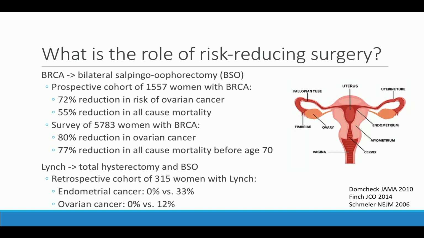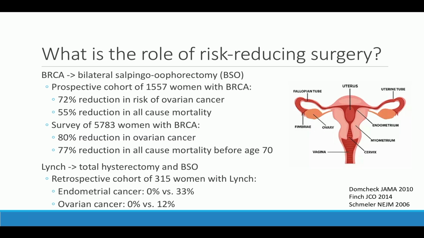Additionally, in another survey, so this was post hoc, 5,700 women with BRCA, they had an 80% reduction in ovarian cancer with a 77% reduction in all-cause mortality before age 70. There's not much else we can really offer in medicine to have this kind of a mortality reduction. So for these women, this is really important, life-saving surgery. In Lynch syndrome, again, less common and less well-studied, but there is one good study in 315 women.